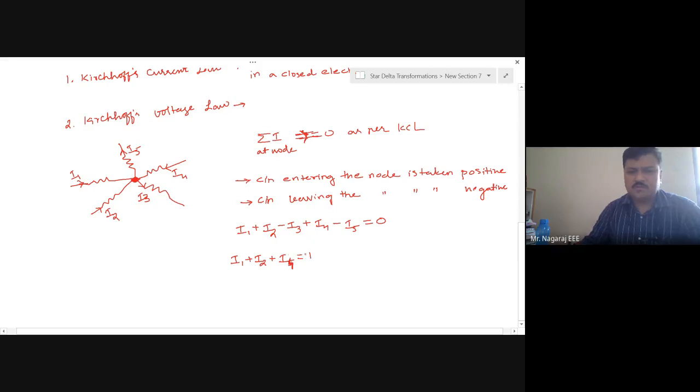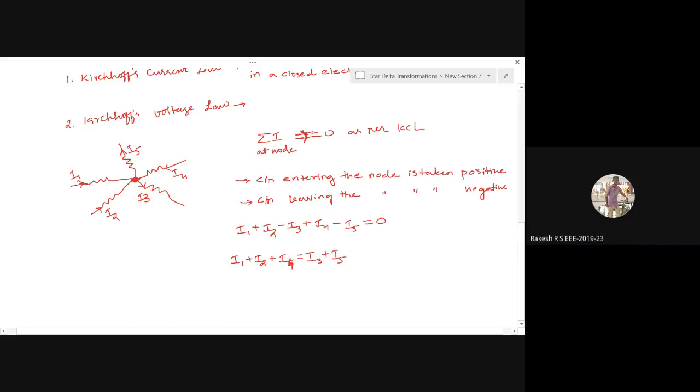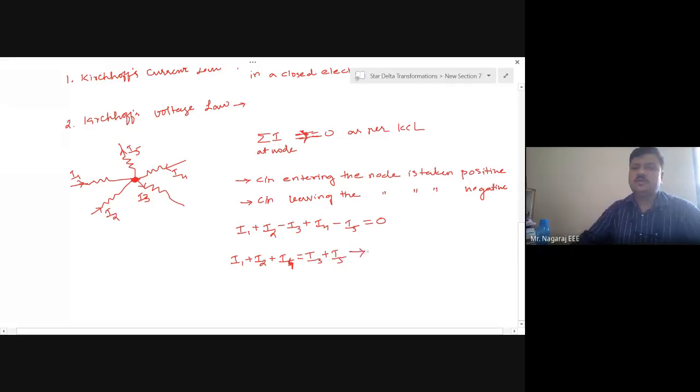I1 plus I2 plus I4 is equal to I3 plus I5. What this indicates is that the algebraic sum of all incoming currents is equal to the algebraic sum of all outgoing currents. See, this is the result of KCL, not the KCL statement itself.